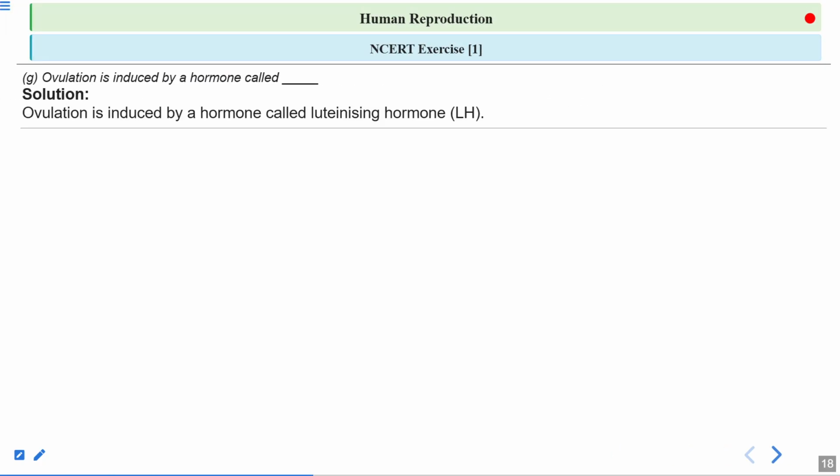So ovulation is induced by a hormone called as the luteinizing hormone, also known as the LH. So there is an LH surge, means there is a rapid secretion of the LH. And this LH triggers the release of the egg or secondary oocyte from the Graafian follicle. It causes the rupture of the Graafian follicle.